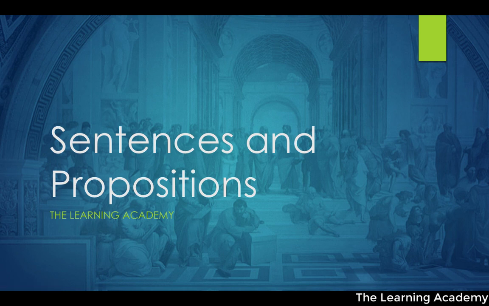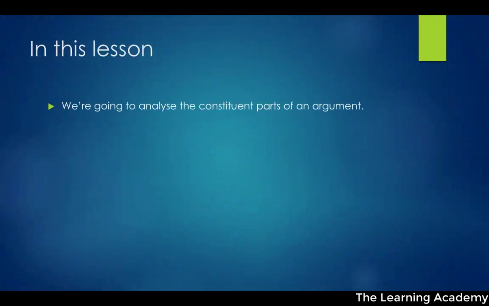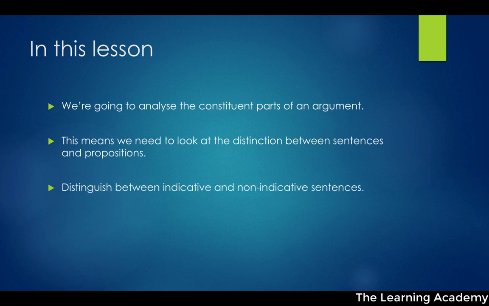In this video, we're going to look at sentences and propositions. We're going to be examining what sentences and propositions are. These are effectively the constituent parts of an argument. We're going to be looking at the distinction between what a sentence is and a proposition, and how these two things are very different. And we also have to distinguish between what we call an indicative and a non-indicative sentence. This is very important when we're trying to make formal logical arguments.